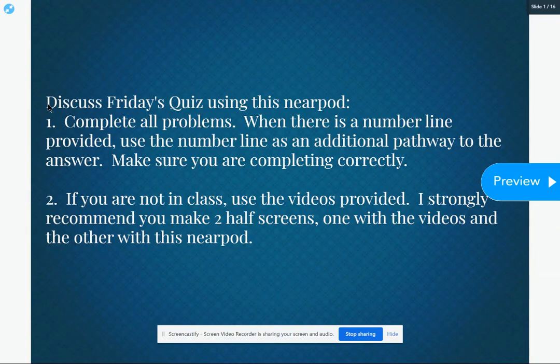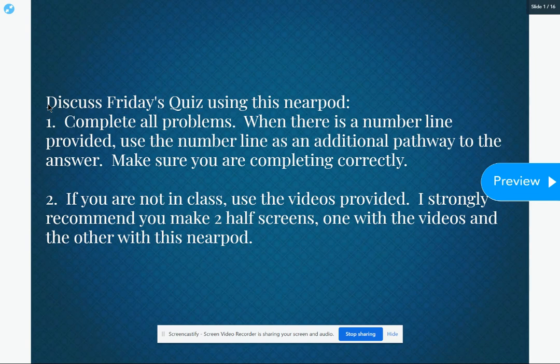Okay, I wanted to use this Nearpod to go over Friday's quiz. Complete all the problems. When there is a number line provided, use the number line as an additional way to solve the problem. Make sure you are completing everything correctly. If you are not in class, I have videos for all of the problems so you can double check that you're doing everything correctly.